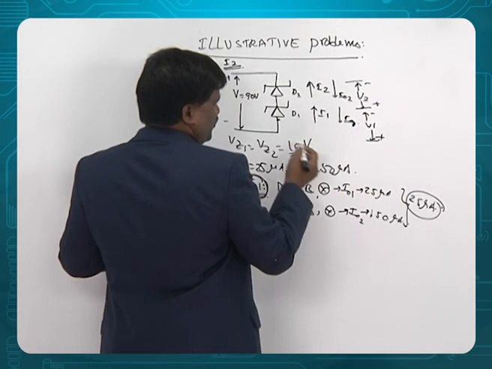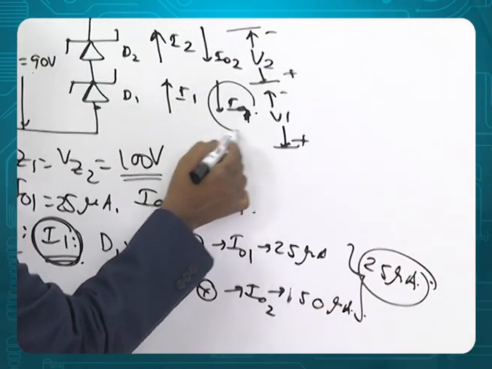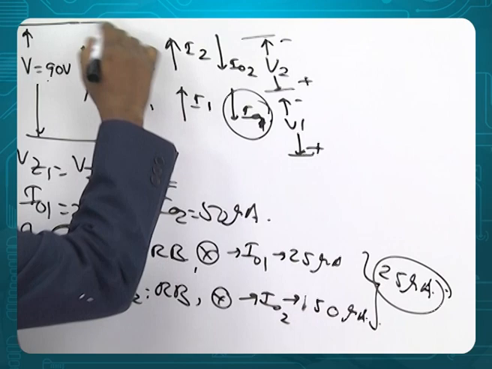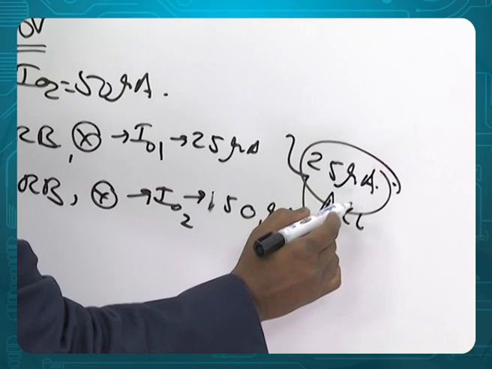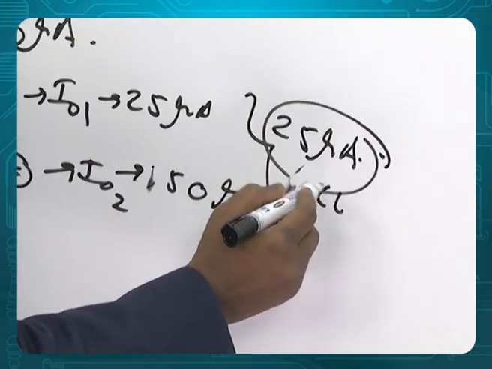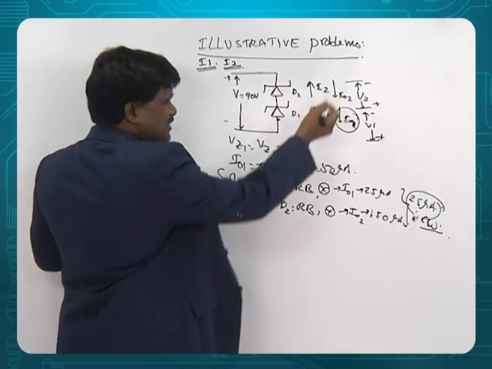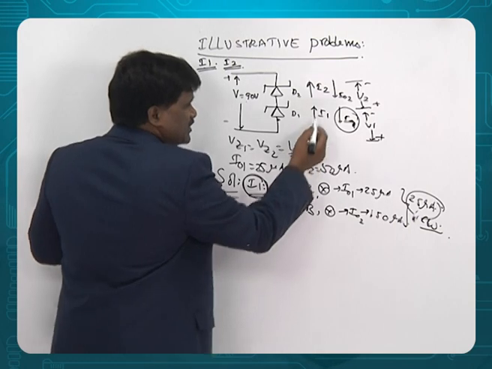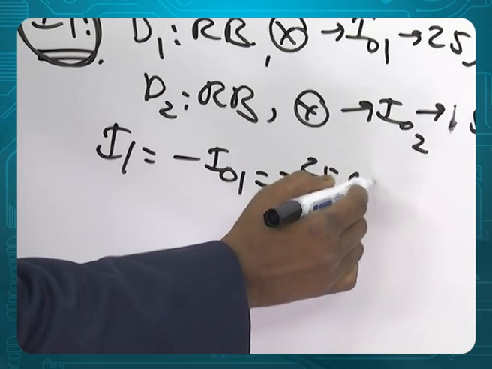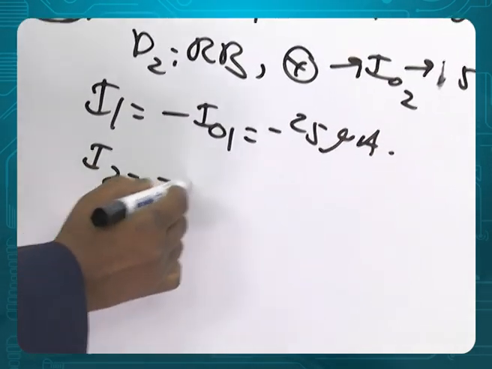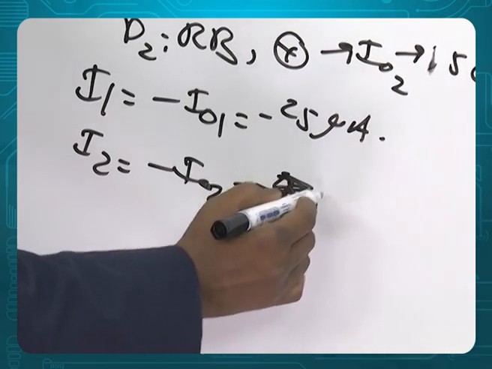Then in which direction is that 25 going? I01 is finalized, so the direction is this way, that means clockwise. Not only the direction, we need to tell the answers also. I1 is opposite, minus I01, that means minus 25. I2 is minus I02, that means minus 25 again.